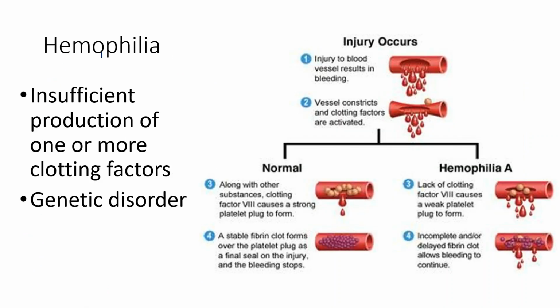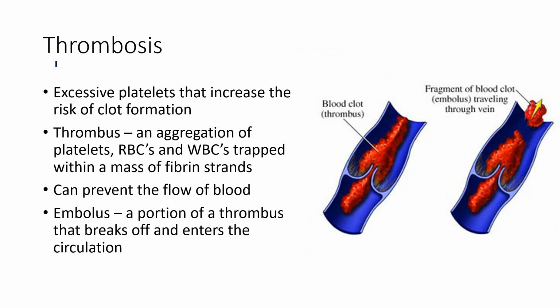Hemophilia. Hemophilia is not producing one or more of the clotting factors. It is a genetic disorder, so this is inherited. You can see right here, hemophilia A is due to a lack of clotting factor 8. Again, that's just one of them, okay, not all of them. There's many different parts of those clotting factors. And again, missing one can result in a condition known as hemophilia.